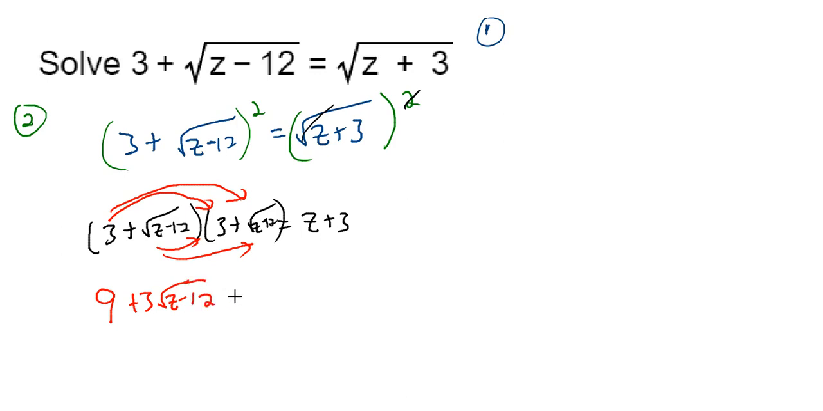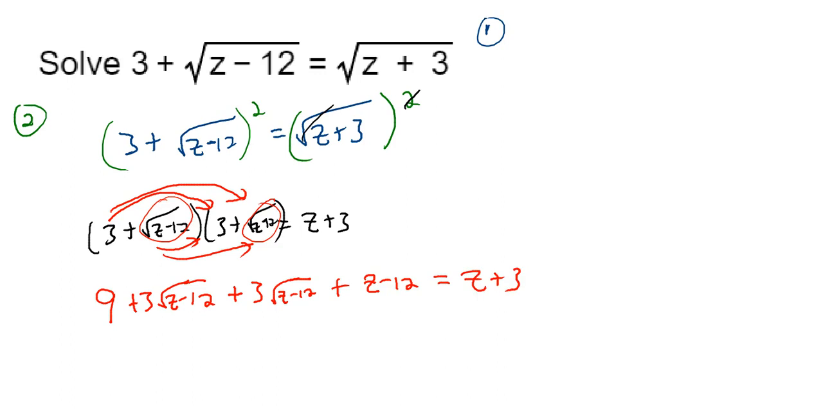The inner terms are the same thing. Positive times a positive is positive. Square root times 3 will just be 3 times the square root of z minus 12. Plus, here's where we need to know our shortcut, the square root of z minus 12 times another square root of z minus 12 is just going to be z minus 12, because the square root gets canceled out, equals z plus 3.